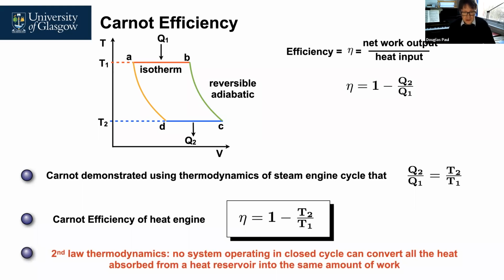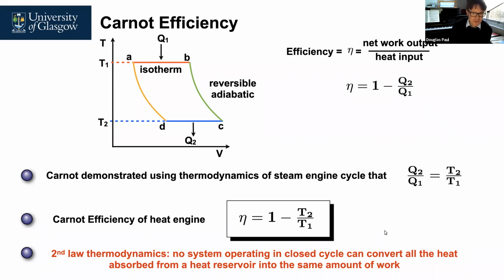And this equates with what Kelvin later derived as the second law of thermodynamics. So Kelvin's statement of the second law of thermodynamics is that no system operating in closed cycle can convert all the heat absorbed from a heat reservoir into the same amount of work done. So what this effectively says is you cannot run any closed cycle thermal system at 100% efficiency. The efficiency is always less than 100% because there's always losses in the system.